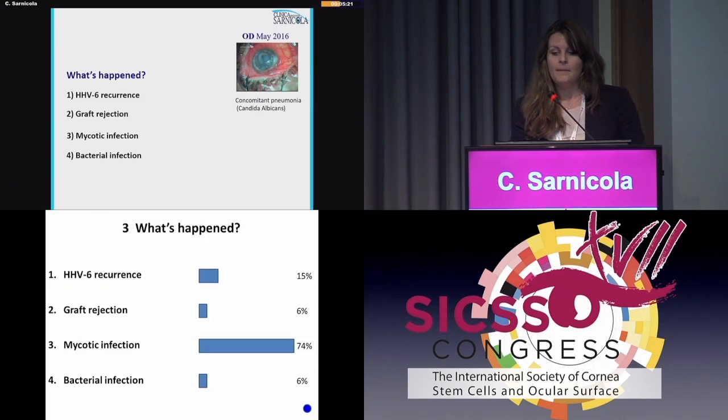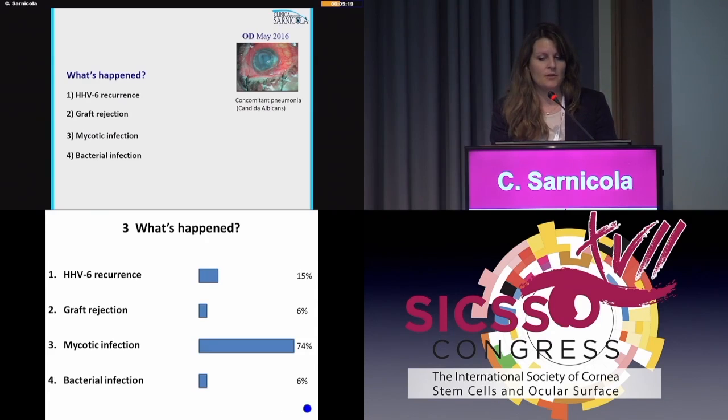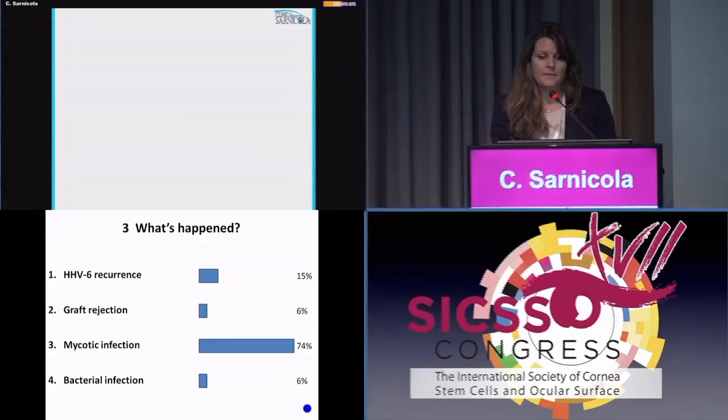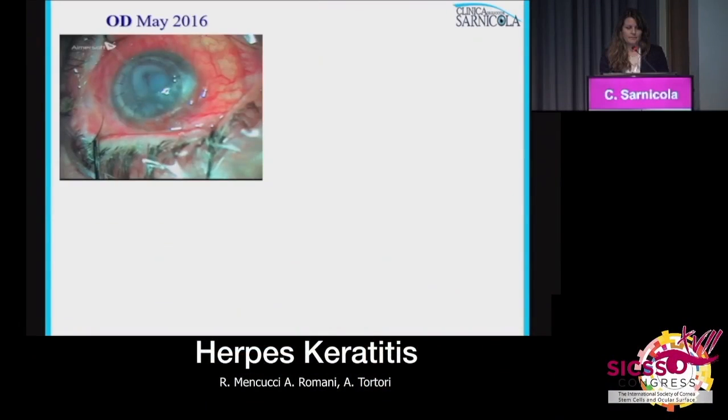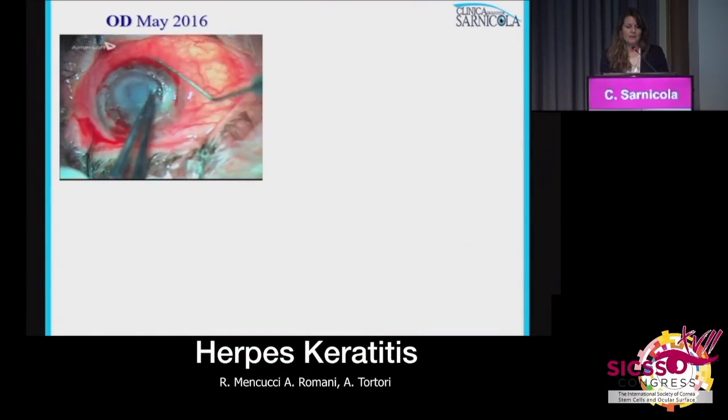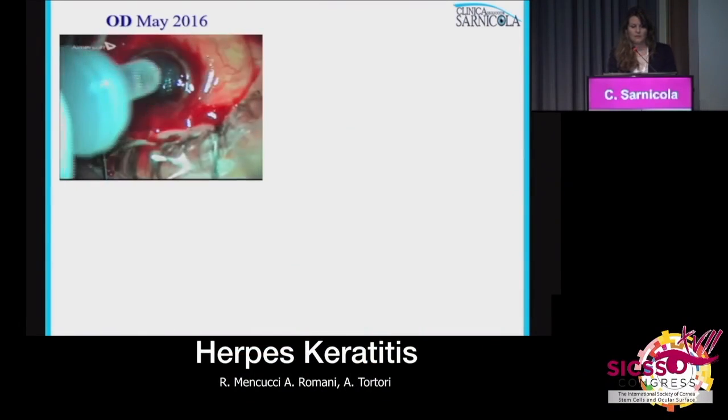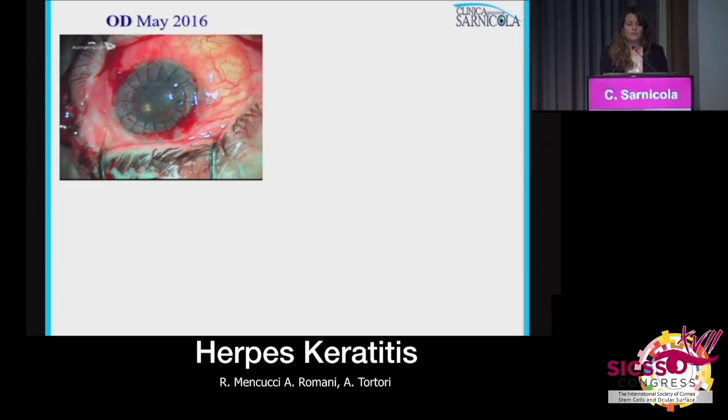Okay, results. Actually, we thought initially of mycotic infection as well, but then, considering the evolution of the clinical picture, very probably it was a recurrence of herpes type 6. Let's see why. This is the surgery we performed. We substituted the flap, used a topical drug with iodine on the recipient bed, and then voriconazole was used in the first post-op days.